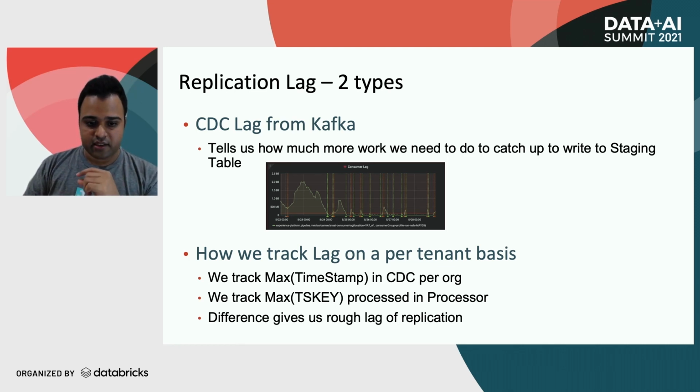The second lag is how we track lag on a per tenant basis. If I take a tenant, I need to be able to say how much more time it would take to have it replicated to the current state. So we have internal data structures tracking the max timestamp in the CDC per tenant. We also track the max timestamp processed by the processor. We use the difference of these to give a rough lag of replication, to say how much work has been done. That definitely helps us monitor the health of the system.